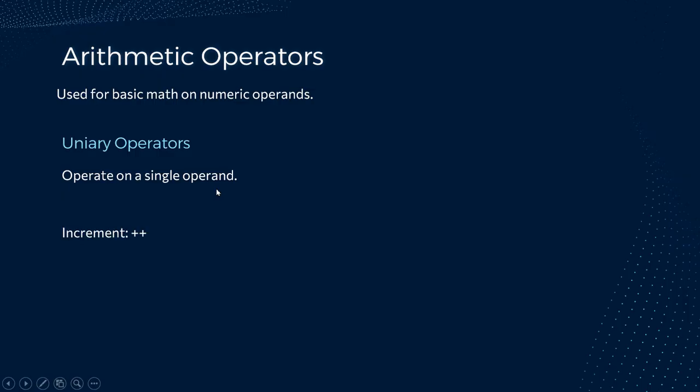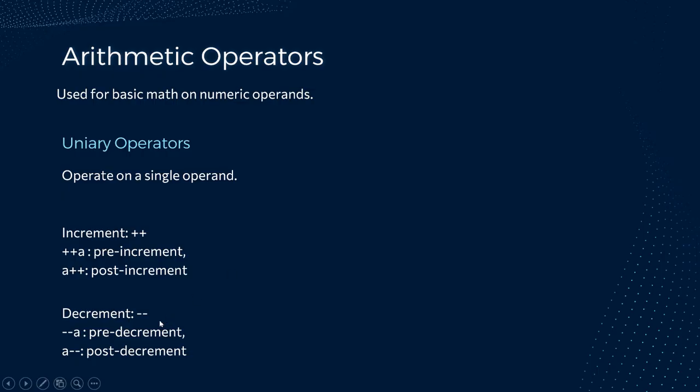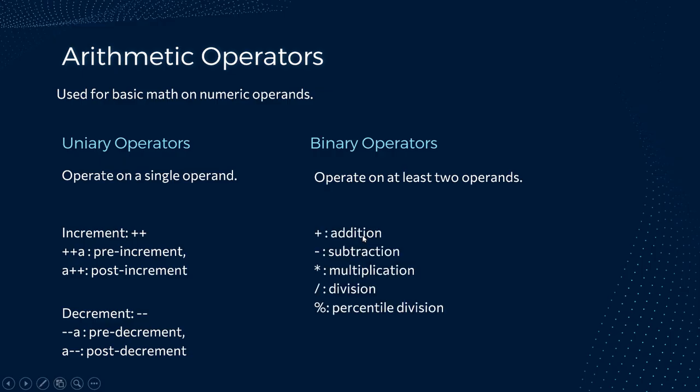Now look at the increment operator plus plus, and it has two variations: plus plus a, that is the pre-increment, and a plus plus, that is the post-increment. We'll discuss in the example how it works. Similarly we have the decrement operator: minus minus a, which is the pre-decrement, and a minus minus, which is the post-decrement. And similarly we have the binary operators, which work on at least two operands. These are plus, minus, into, division, and percentile division. So let's look at all these things in action.